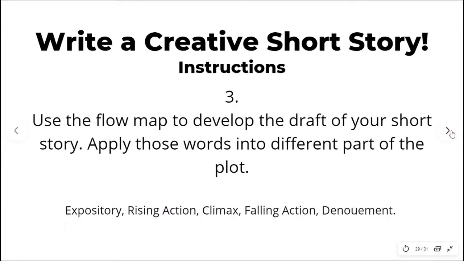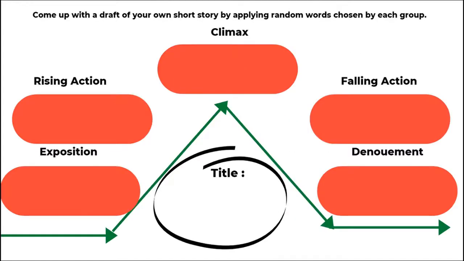So the next step is for them to use the flow map to develop the draft of their short story and apply those words that they have chosen into different parts of the plot. For example, in the exposition, rising action, climax, falling action, and the denouement. So this is the flow map that the students will be filling their ideas into.